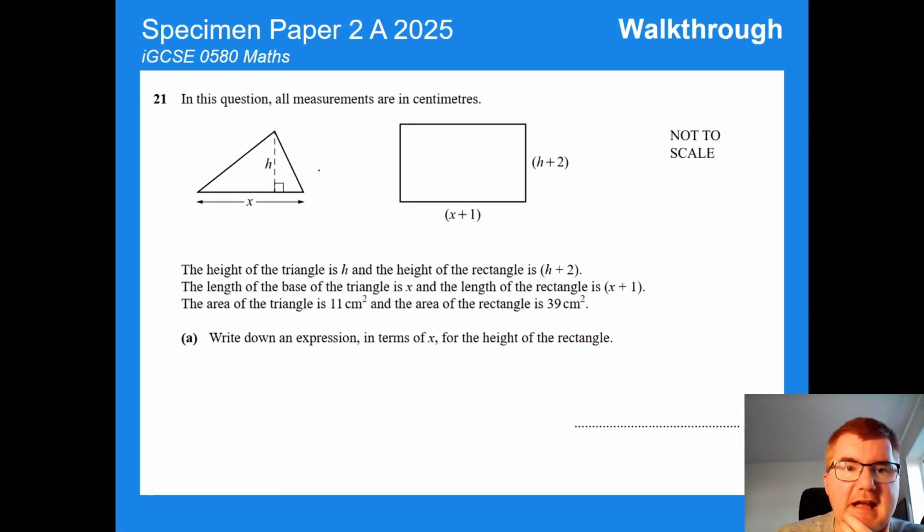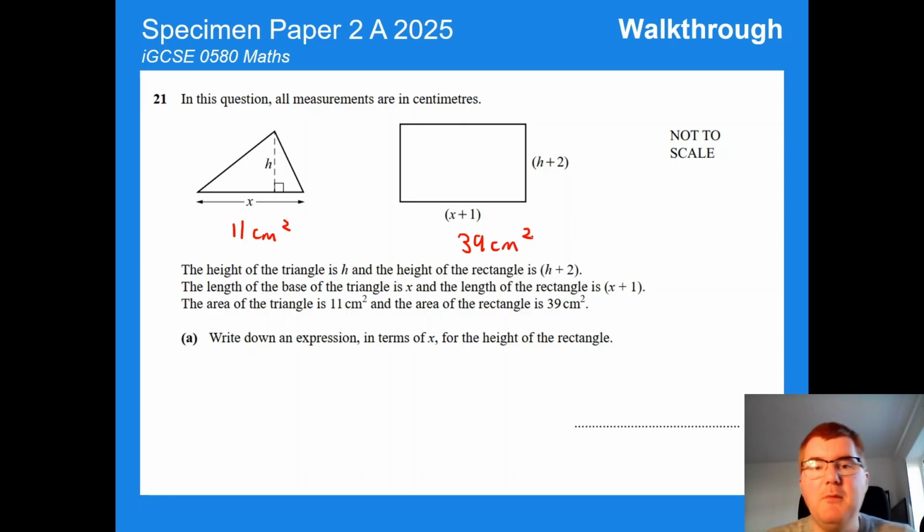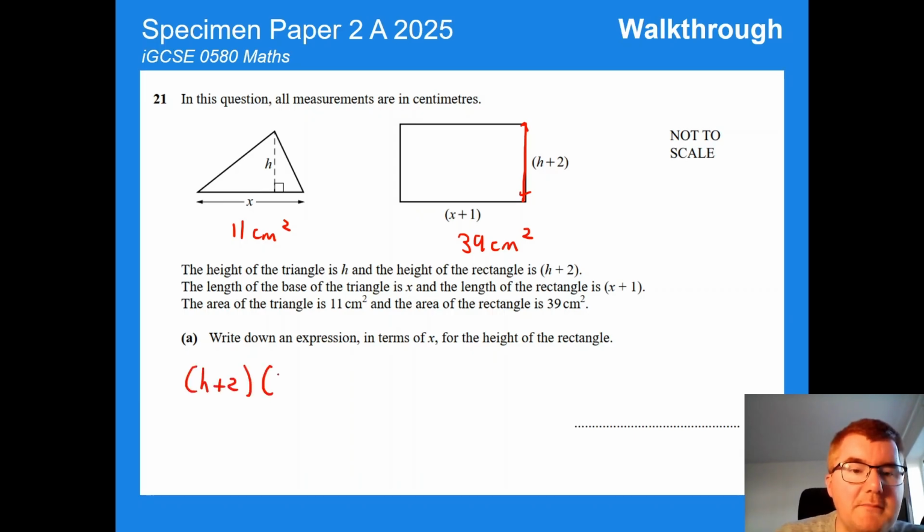So we've got 2 shapes here, a triangle and a rectangle, and we're given the heights here of the rectangle and the triangle in terms of h, and the base in terms of x. The area of this triangle is equal to 11 square centimeters. This is equal to 39 square centimeters. And we want to find an expression in terms of x for the height of the rectangle. Okay, so this height here, the h plus 2. Well, notice if we actually multiply the two things together, that gives us the area. So that means that h plus 2 times x plus 1 is equal to 39.